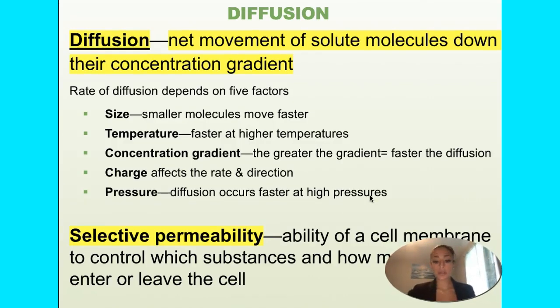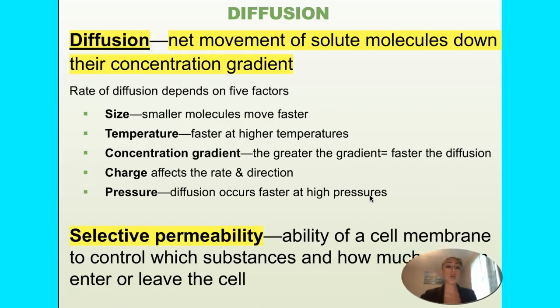So diffusion, okay? Diffusion is the actual movement of solute molecules down their concentration gradient. So they're going to go from a high solute concentration area to a low solute concentration area. The rate of the diffusion depends on these 5 factors: on the size of the molecule, because a lot smaller molecules are going to move a lot quicker than larger ones. Temperature, okay, because if it's colder, those molecules are going to move a lot slower, but if it's a higher temperature, they're going to move a lot quicker.